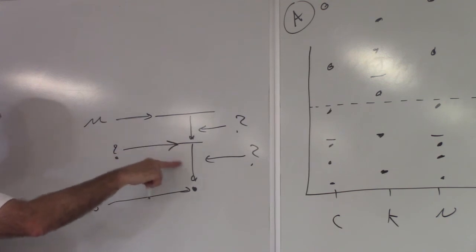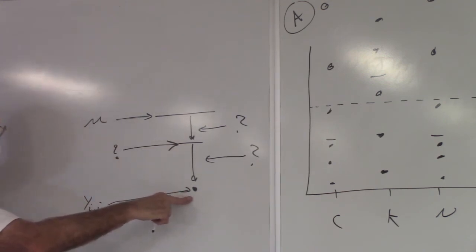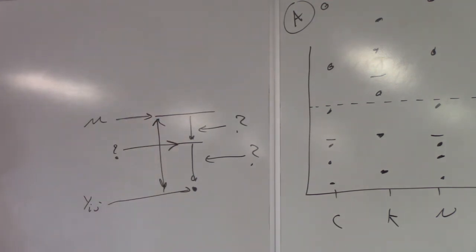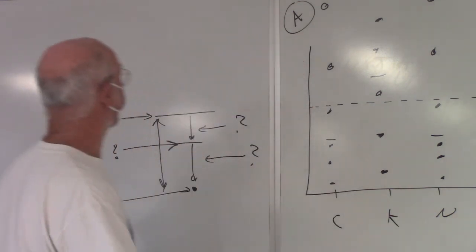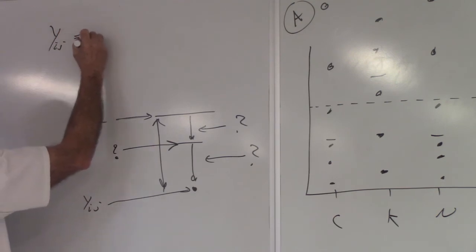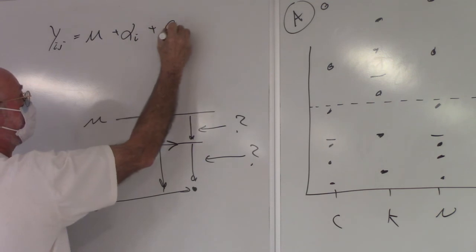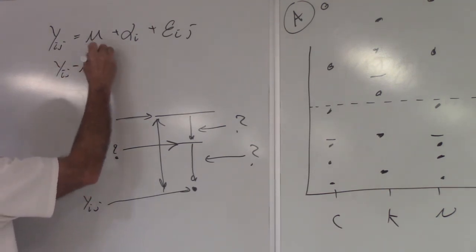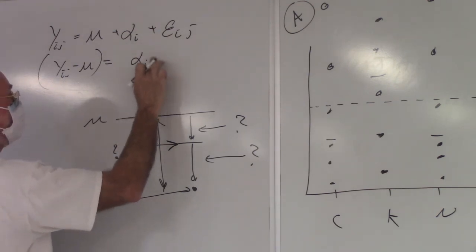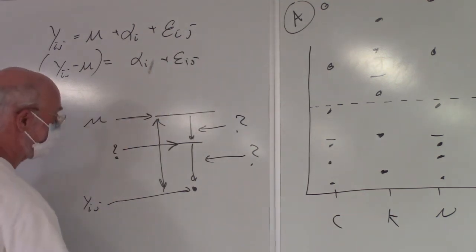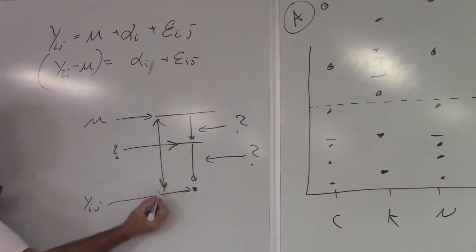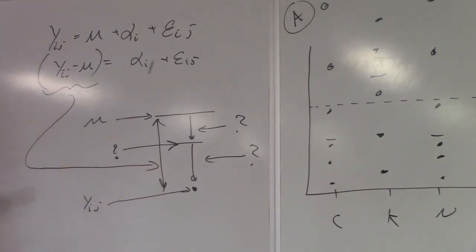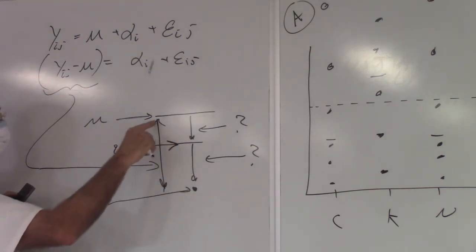So what are these components right here? What's that right there? Let's take this equation, yij equals mu plus alpha i plus epsilon ij. Let's subtract mu from both sides. Yij minus mu is equal to alpha i plus epsilon ij. So what's that distance right there? Yij minus mu is that distance.